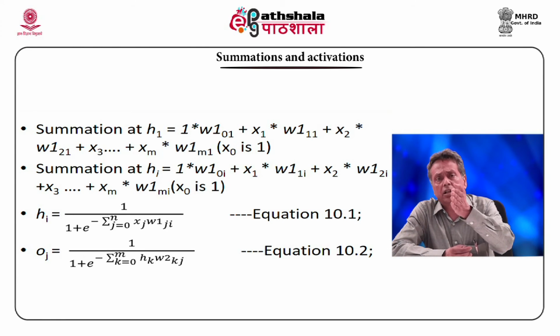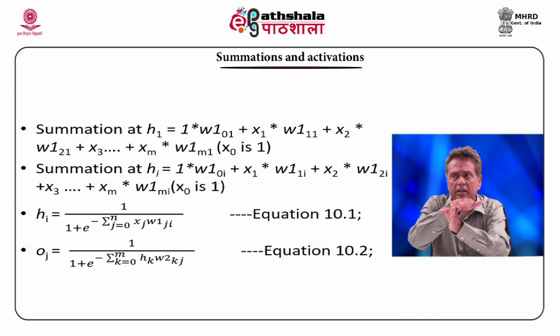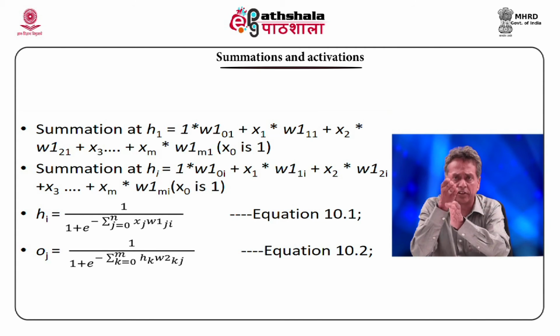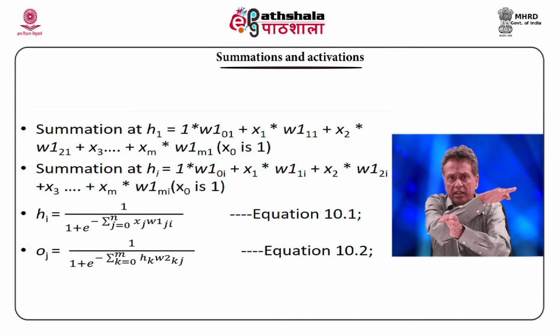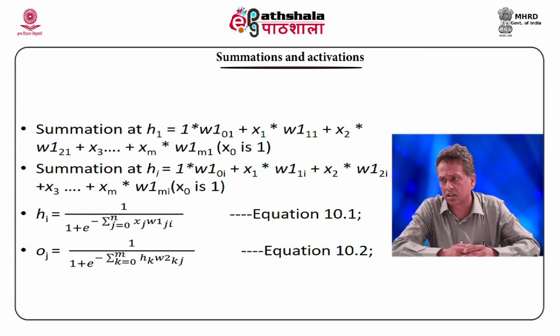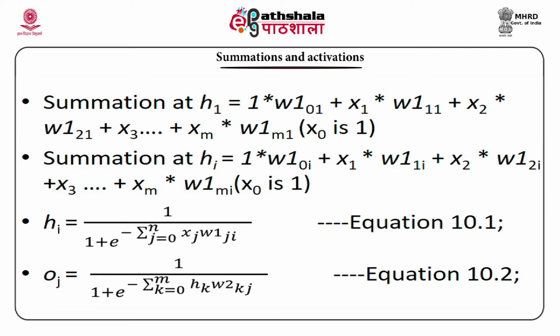In the same way, for the output unit, all hidden units connected to it are multiplied, h1 w1j, h2 w2j and so on, assuming this is the jth unit. So, the total summation is calculated. In the same way, 1 upon 1 plus e raised to minus the sum is calculated, which you can see on the screen. We call them equations 10.1 and 10.2, which indicate the output generated for both of them.